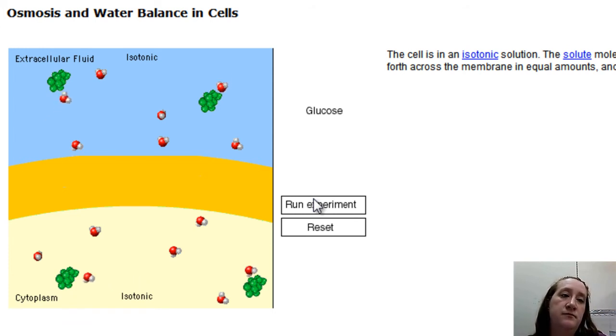The cell is in an isotonic solution. The solute molecules attract water molecules. Since the concentration of solute molecules is equal on both sides of the membrane, the concentration of free water molecules is also the same on both sides. Water flows back and forth across the membrane in equal amounts, and so the cell neither shrinks nor swells.